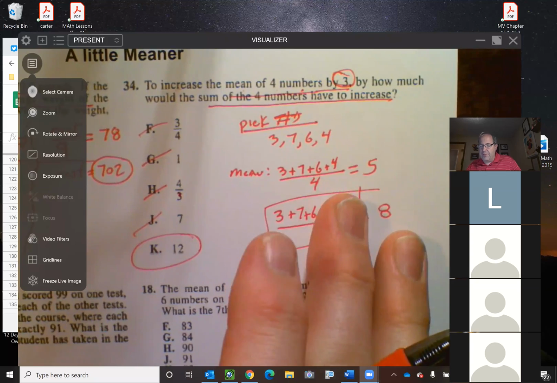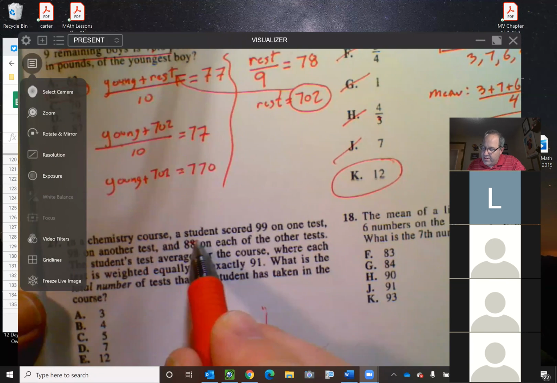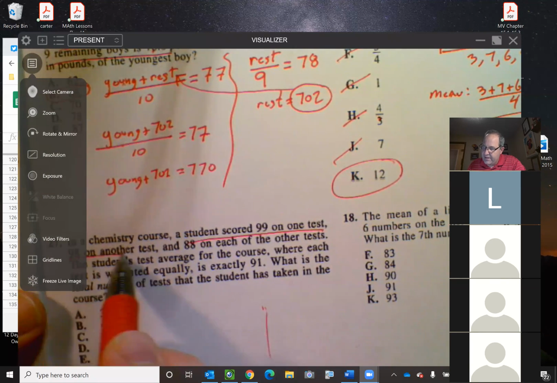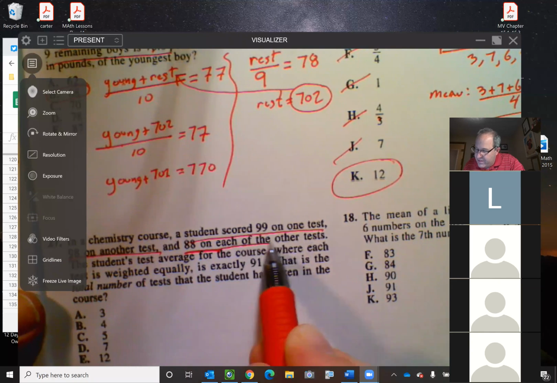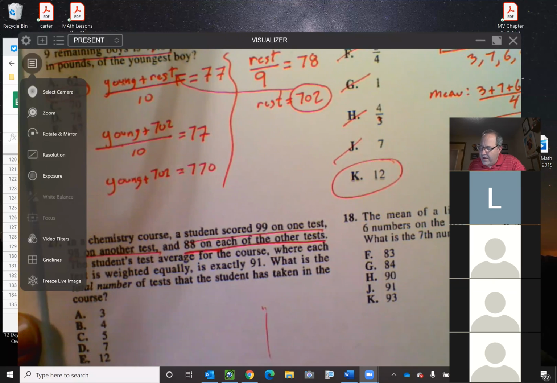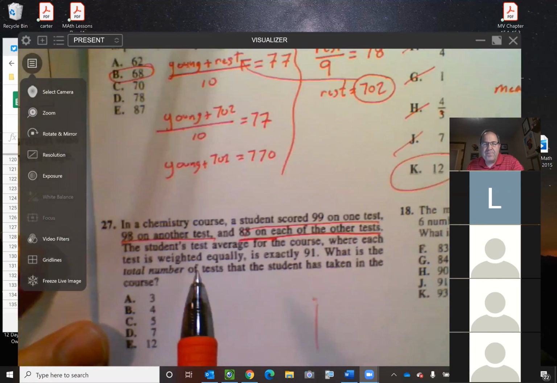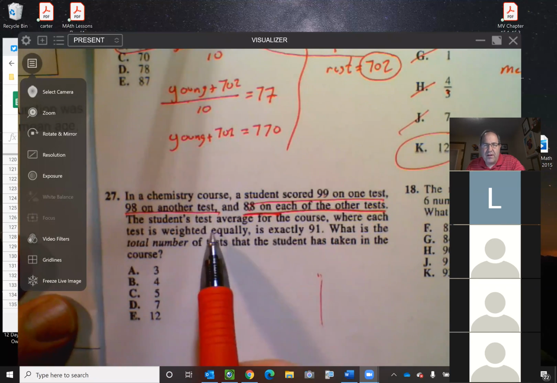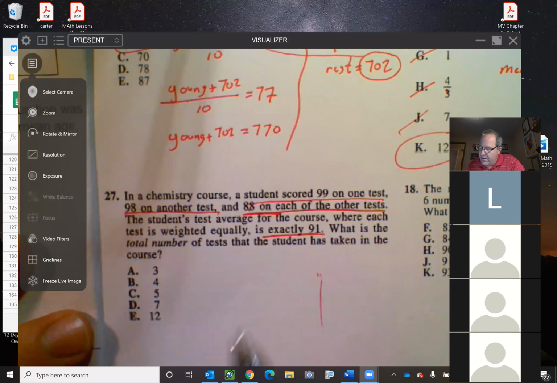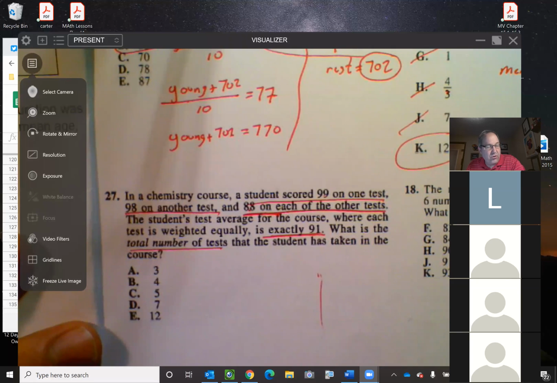Okay, these are a little meaner, you know. So let's look at 27. It says in a chemistry course, a student scored 99 on a test, 98 on another, and then here's the weird part, an 88 on each of the other tests. I have no idea how many tests this person took, but I know the scores were a 99, 98, and then everything else gets an 88. Well, it says the average was a 91. What is the total number of tests that the student's taken in this course?